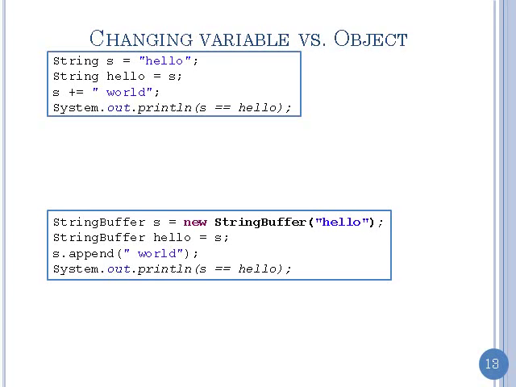Okay, this is not a meaningful program. In some sense, it is meaningful because hello always contains the string hello, and S is this funny variable. Who knows what it means? Sometimes it contains hello. Sometimes it contains hello world. So logically, it's making sense. But this program is not doing anything useful. It's just showing you that we get a new object. And this is very important.